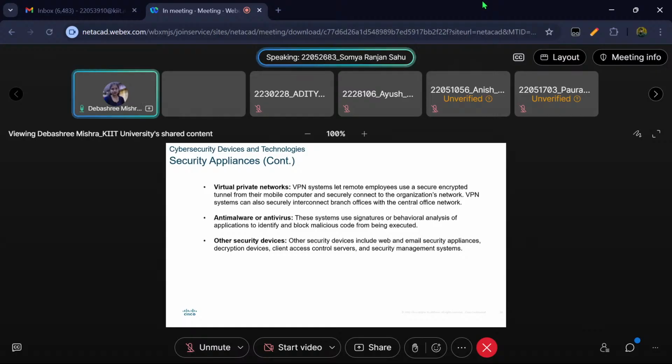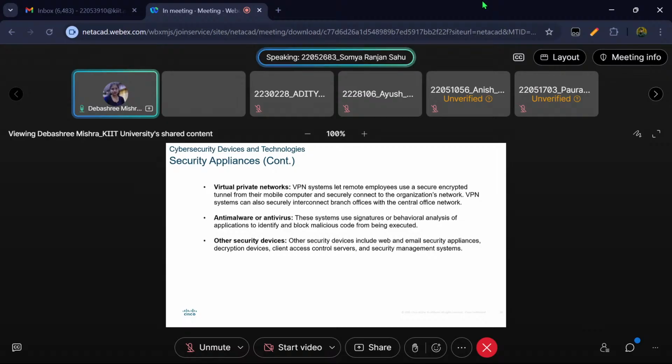Your virtual private network is also known as your VPN system. So in this case, what will happen? In this virtual private network, the VPN system does what? It lets the remote employees use a secure or encrypted tunnel.